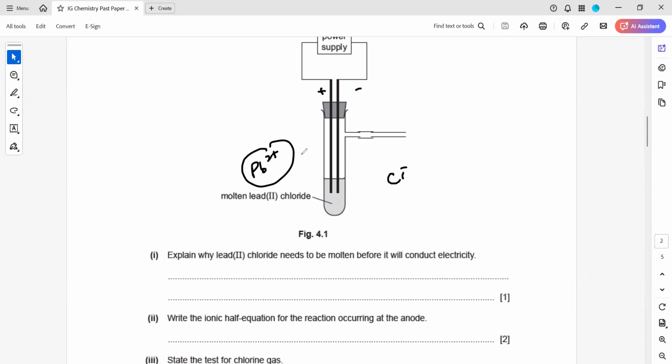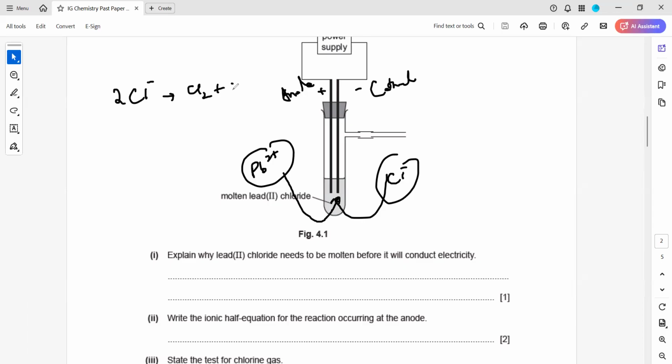So we have a positive and a negative. The lead ion will move towards the cathode, the negative. And the chloride ions are negative, so they are attracted towards the anode. So what will be the equation at the anode? When two chloride ions are there, they will form chlorine gas and lose two electrons. So 2Cl- gives Cl2, the chlorine gas, and two electrons.